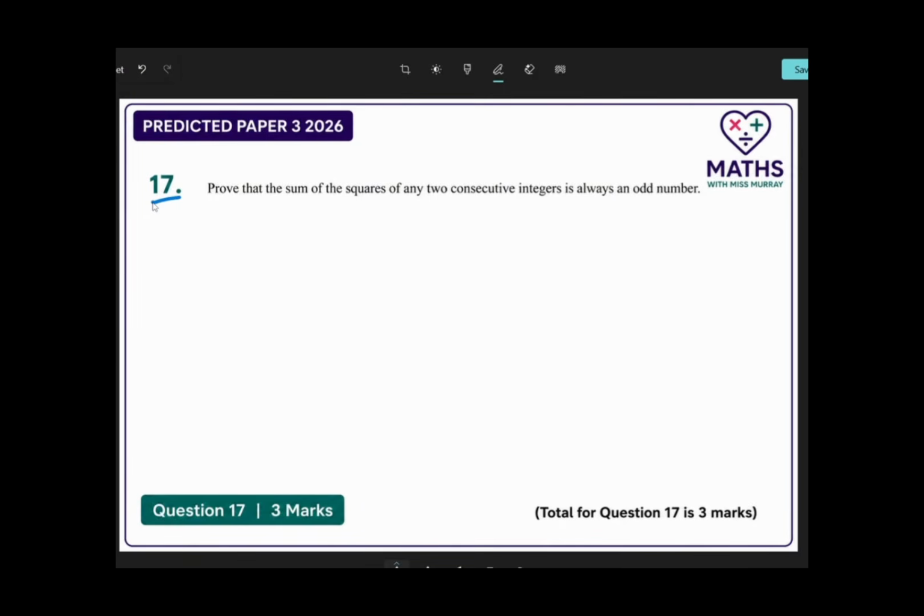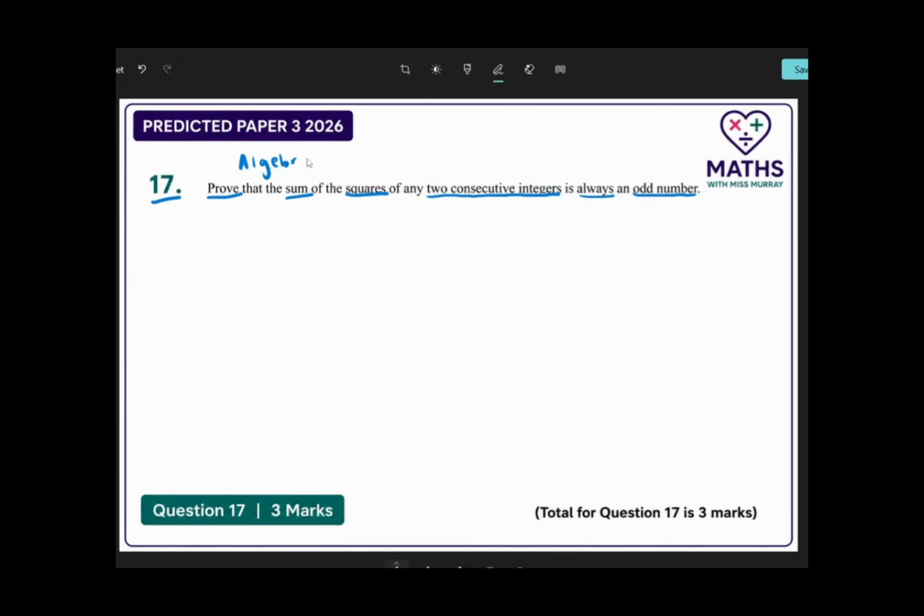Question 17. We have got to prove that the sum of the squares of 2 consecutive integers is always an odd number. So this is an algebraic proof question. There was a proof question in question 1, but it was with circle theorems, and they quite like to put these algebraic proof questions in, which is why I've added it in here. So if I'm going to prove it, you can't do it numerically. You have to do it with algebra.